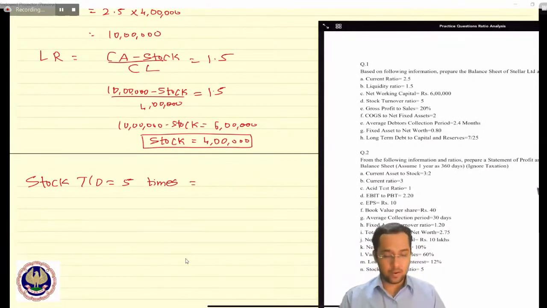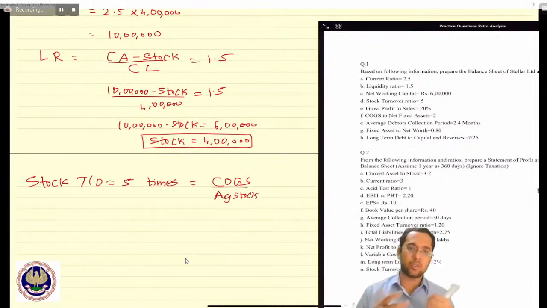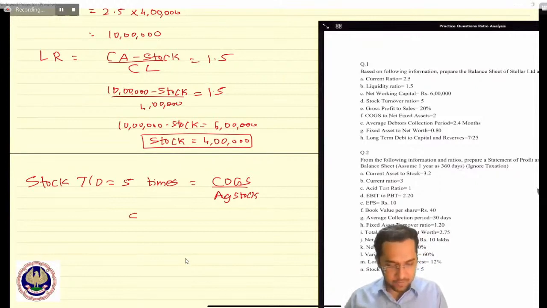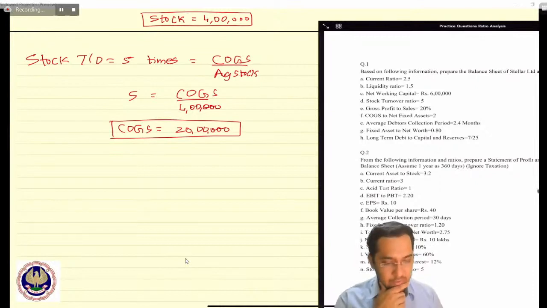Stock turnover is simply computed as COGS upon average stock. But in the question, there is no information on opening stock, so whatever is our closing stock will itself be our average stock. So 5 is COGS upon the stock, which is the same 4 lakh. So we get a COGS figure of 20 lakh. So the stock turnover ratio is done.